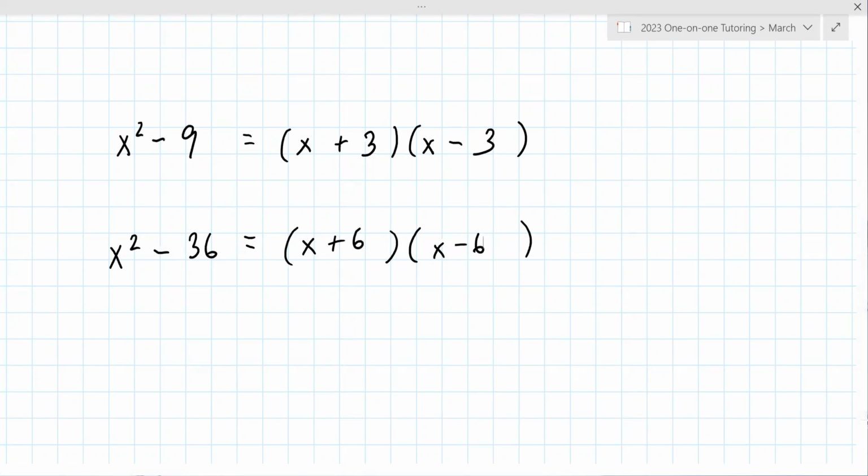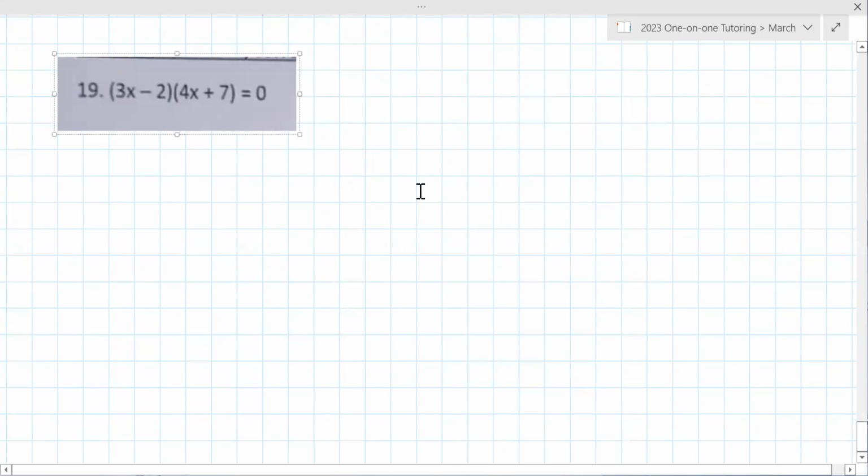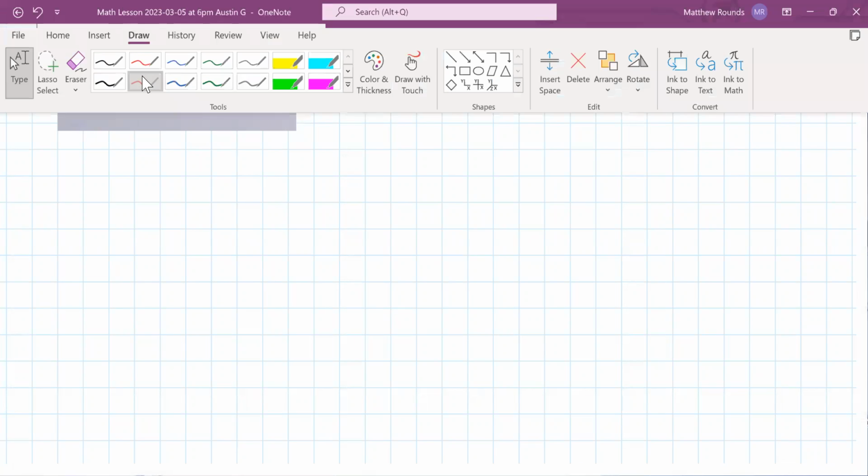So we're going to move on to 19. 19, 20, 21. The rest here, they're all solving. And solving is not too bad, at least in this first form. So you set each term equal to 0. And what does Matthew mean by each term? If it's got an x in it. But the parentheses kind of create a term.